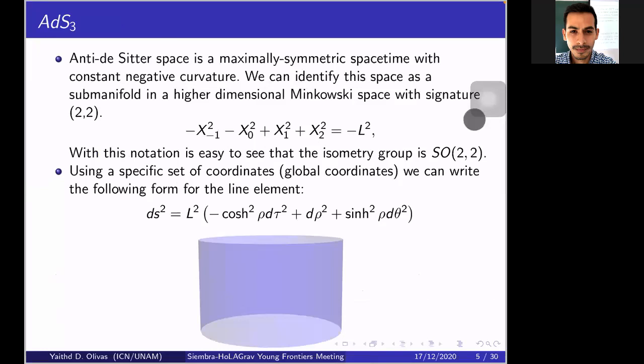So let me review some basic facts about AdS3. As we all know here, AdS space is a maximally symmetric spacetime with constant negative curvature. And we can identify this space as a submanifold of higher dimensional Minkowski space. The explicit form of the embedding in this higher dimensional space is given by this equation. And we can see from this notation that the isometry group is SO(2,2). We can use a specific set of coordinates that are called global coordinates, and we can write down the line element in the following form.